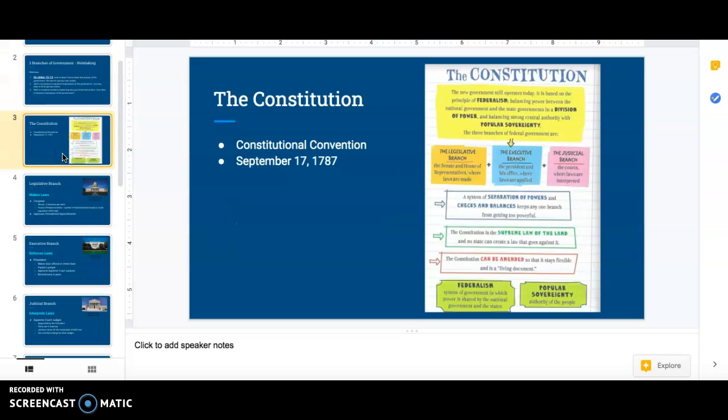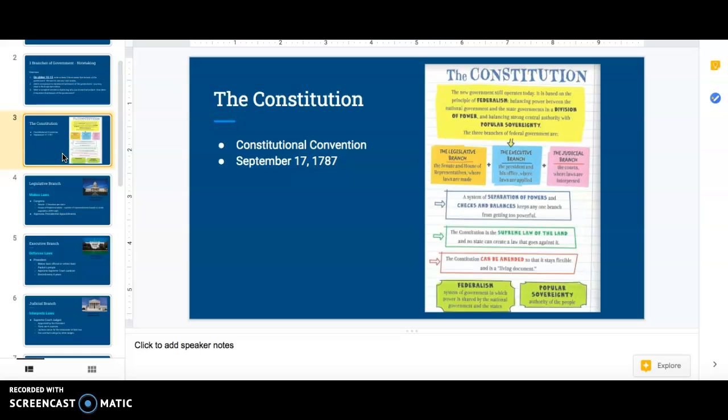The Constitution. This is the document that sets up the structure of our government. It was written during the Constitutional Convention in Philadelphia, Pennsylvania, and signed and ratified, which means passed by all states in the United States at the time, on September 17th, 1787.